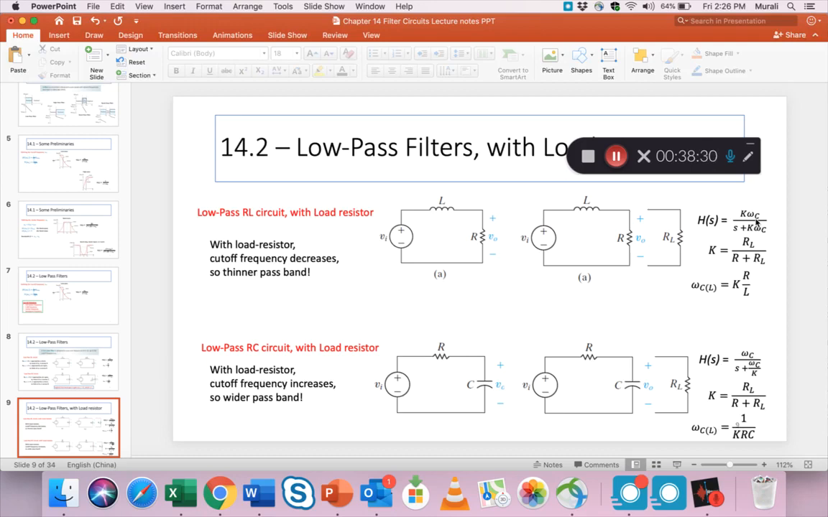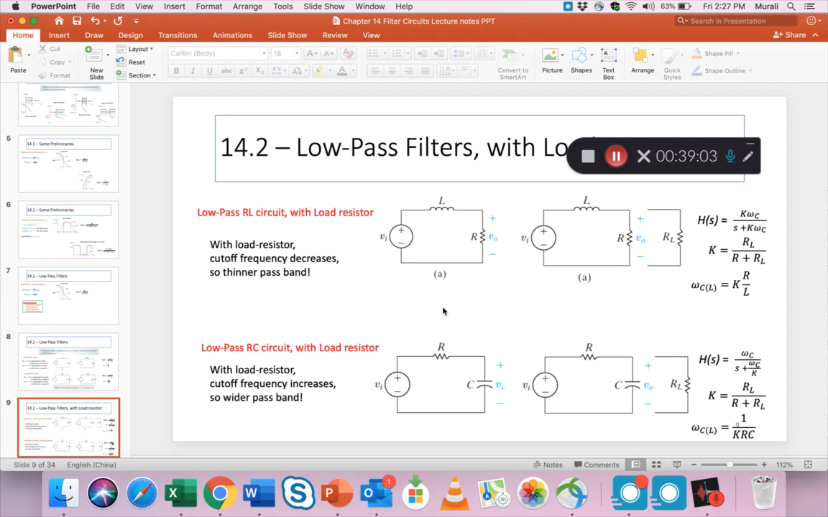But the problem is, as soon as I connect the load, now the circuit behavior changes, because the R value is now in parallel with another R, and so the effective resistance changes for the top circuit. So what happens with a new load resistor? Basically, with the load resistor, the cutoff frequency decreases, so the band becomes thinner. So you're passing fewer frequencies through the low pass band.